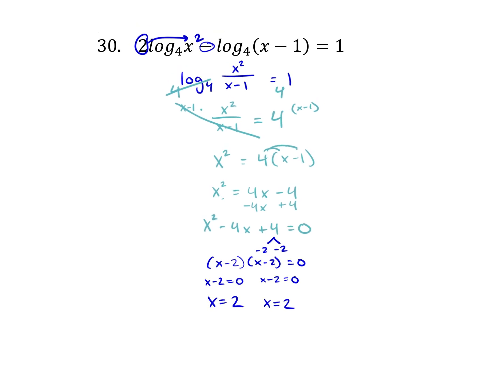So we've got to plug it in. I could take the log of 2. That's positive, so that works. Here, 2 minus 1, is that positive? Yep, so that works. So x equals 2. Now since it repeats, you don't have to list it twice. It doesn't matter.